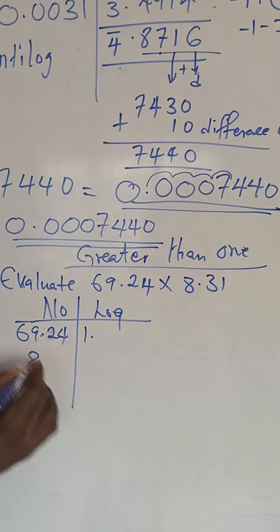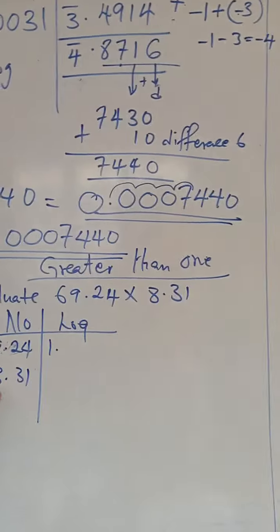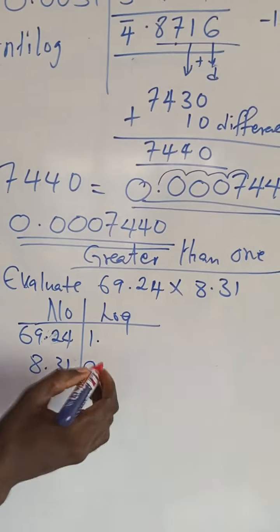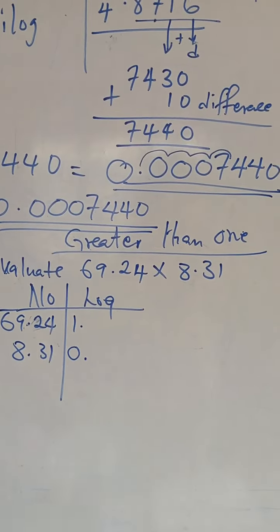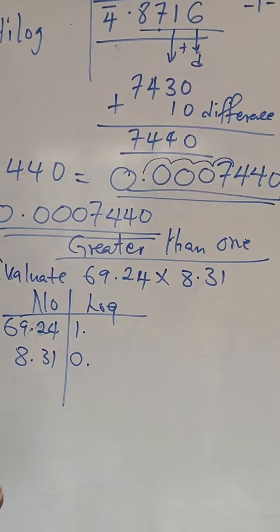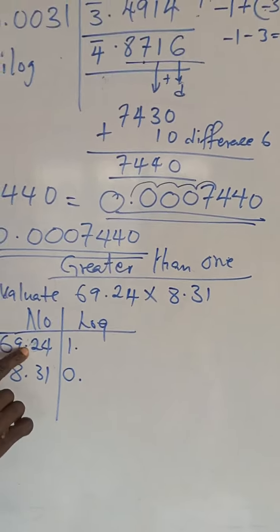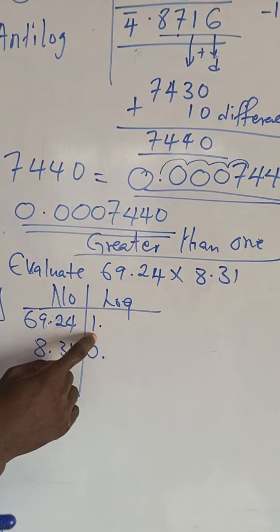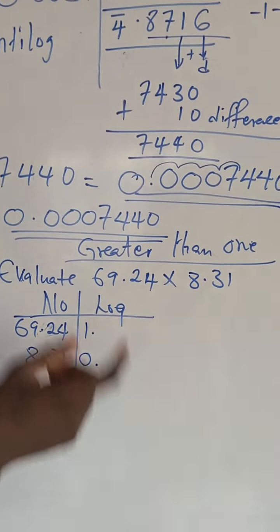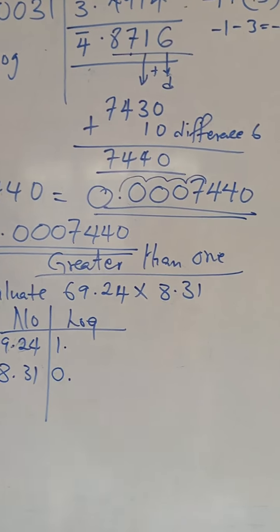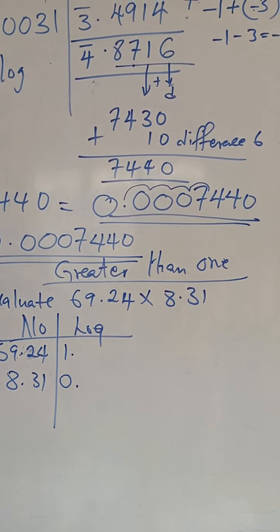The other one is 8.31. The point is already at the right place, so the characteristic will be 0. We are not shifting the point. I tell students it's very simple: just count the numbers before the decimal point and reduce it by 1. One number before, reduce it by 1. Any number you count before the decimal, reduce it by 1 to give you your characteristic. That's another short way to get it.